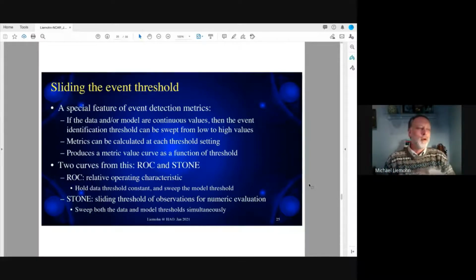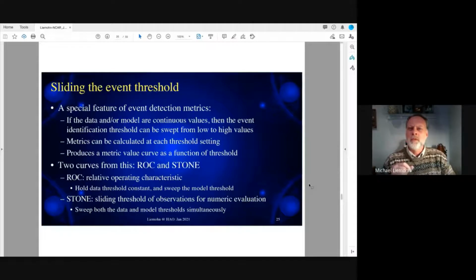Then one way to assess that diagonality of it, with event detection, is to slide both of them together. And so there are two curves that have names where sliding metrics or sliding thresholds happen. One is called the ROC curve, the other is a STONE curve. The ROC curve, I'm putting down relative operating characteristic here. There are actually a couple different names. The STONE curve is where you're sliding both of the event detection thresholds at the same time, and it has that name. So the two are very closely related, but slightly different.